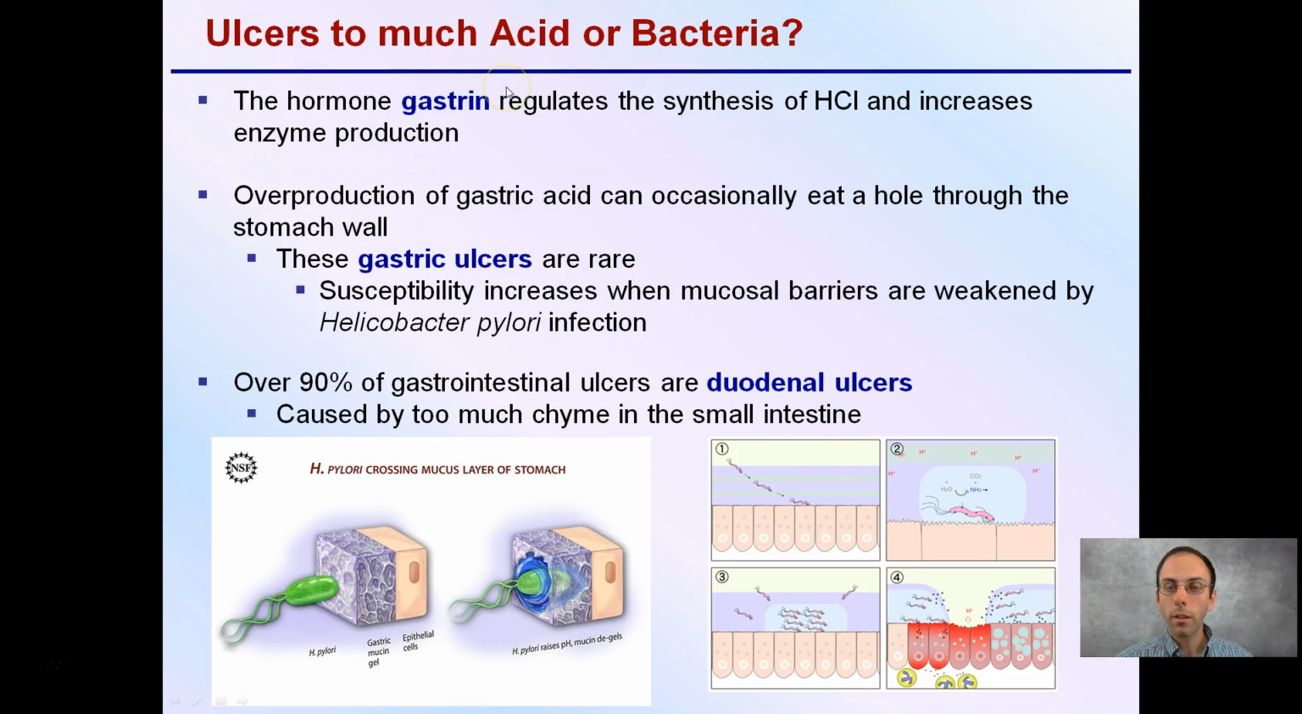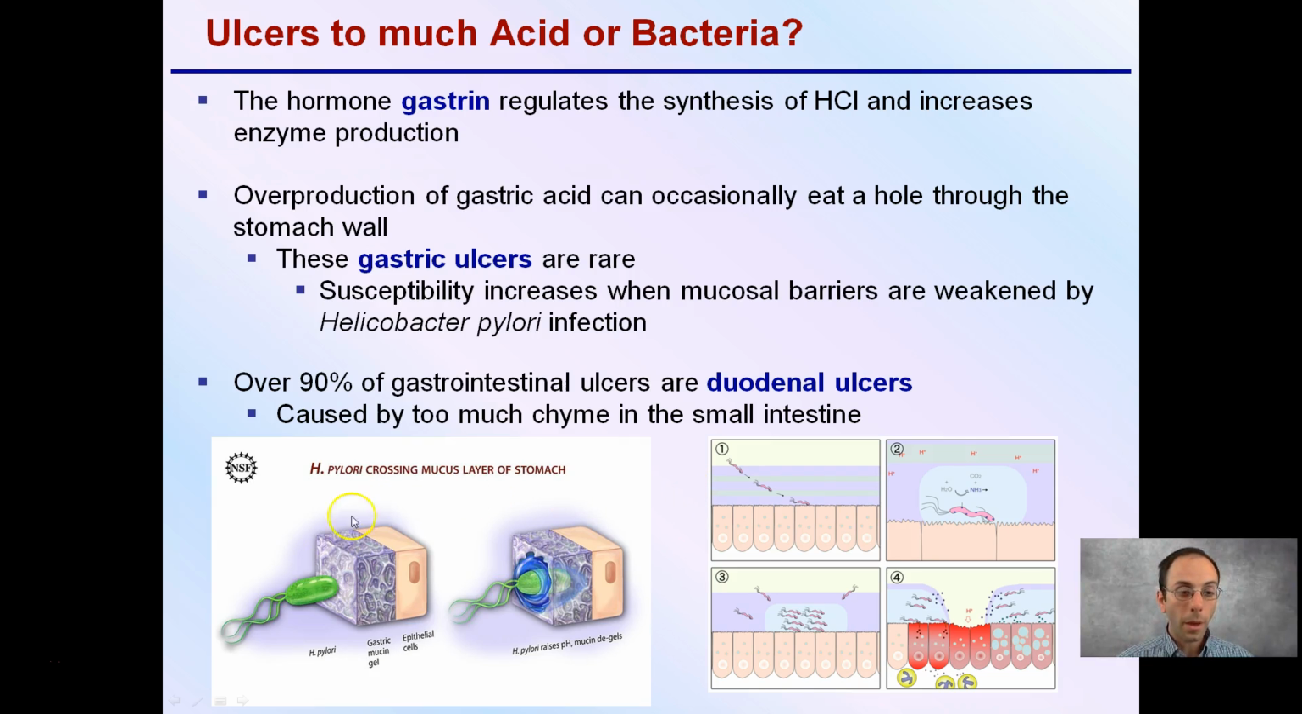So ulcers, too much acid or bacteria, this is kind of interesting. The hormone gastrin regulates the synthesis of hydrochloric acid and increases our enzyme production. Overproduction of gastric acid can occasionally eat a hole through the stomach wall. It's called gastric ulcers. These are actually quite rare. Actually, what's been shown is there's this bacteria that will infect the cell walls, and that can cause ulcers to occur. Over 90% of the gastrointestinal ulcers are duodenal ulcers, and that's our small intestine there. It's caused by too much chyme in the small intestine, too much of that acid escaping out of the stomach and going into the small intestine.